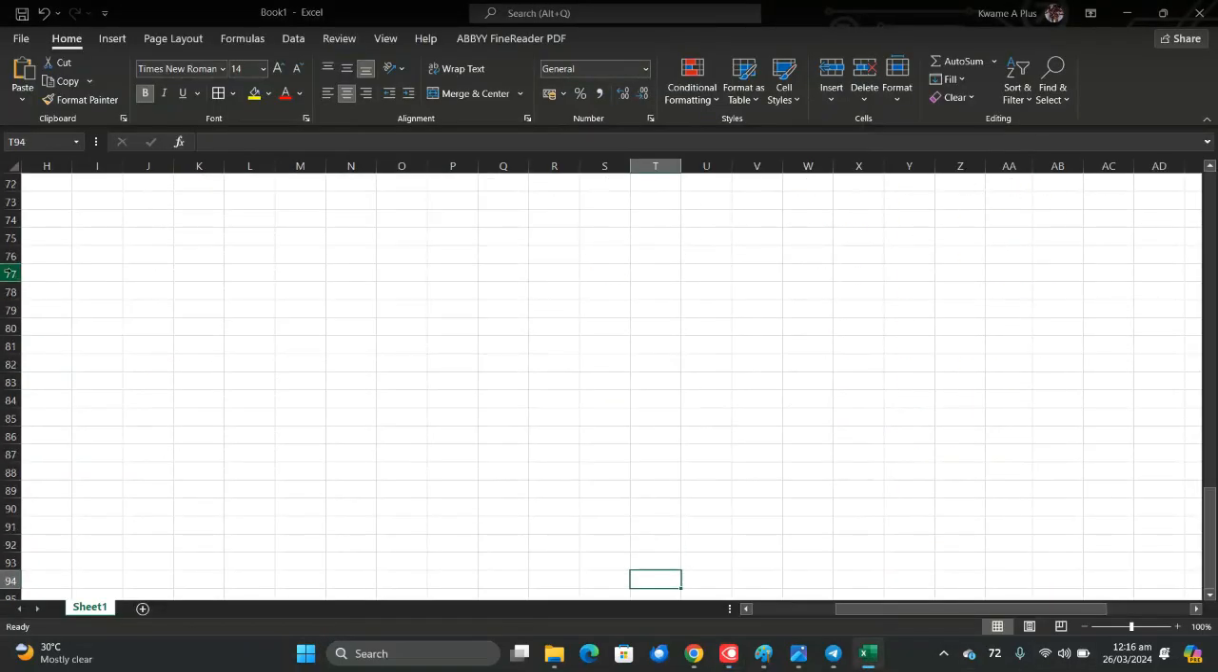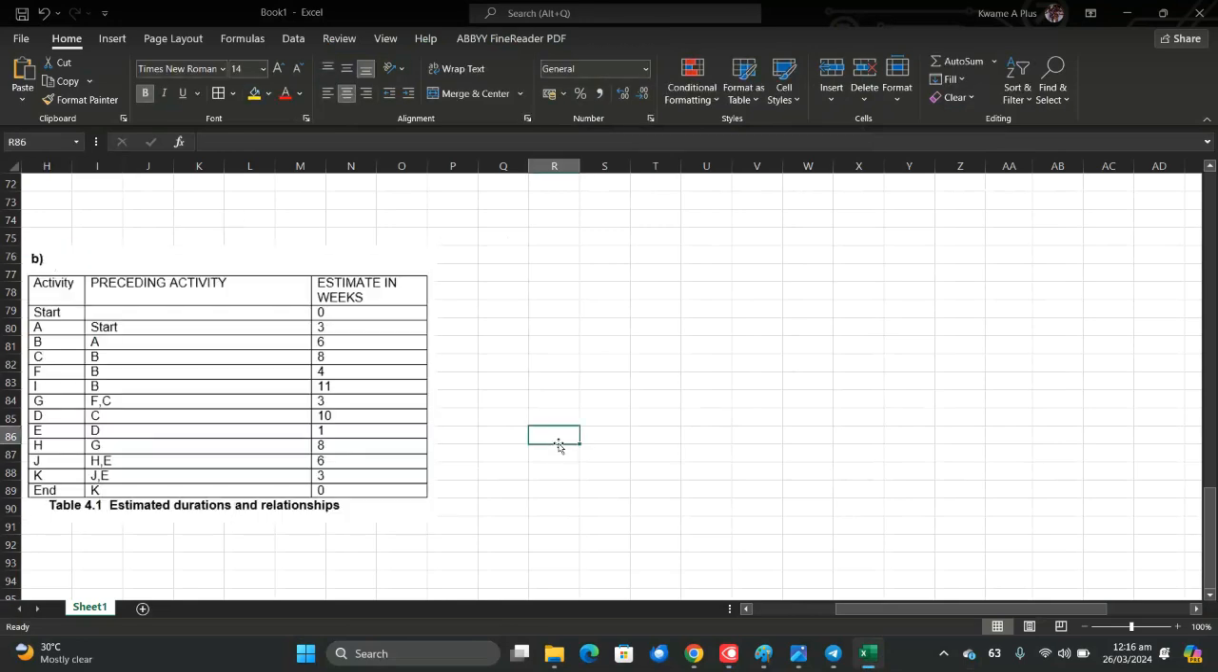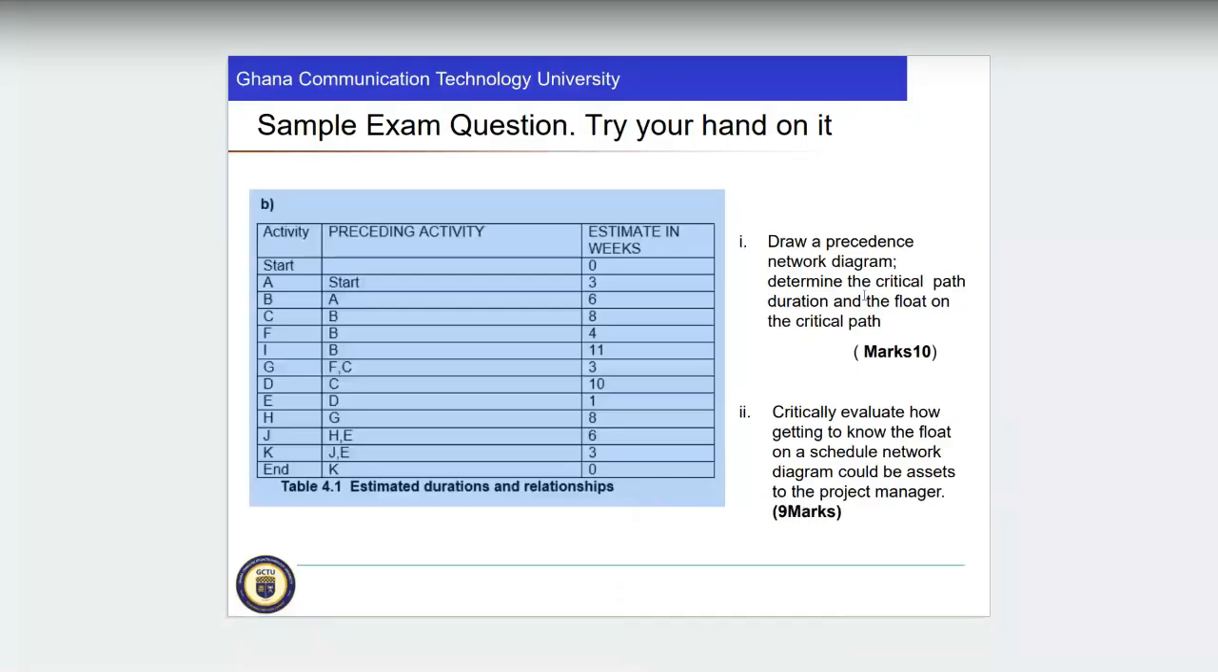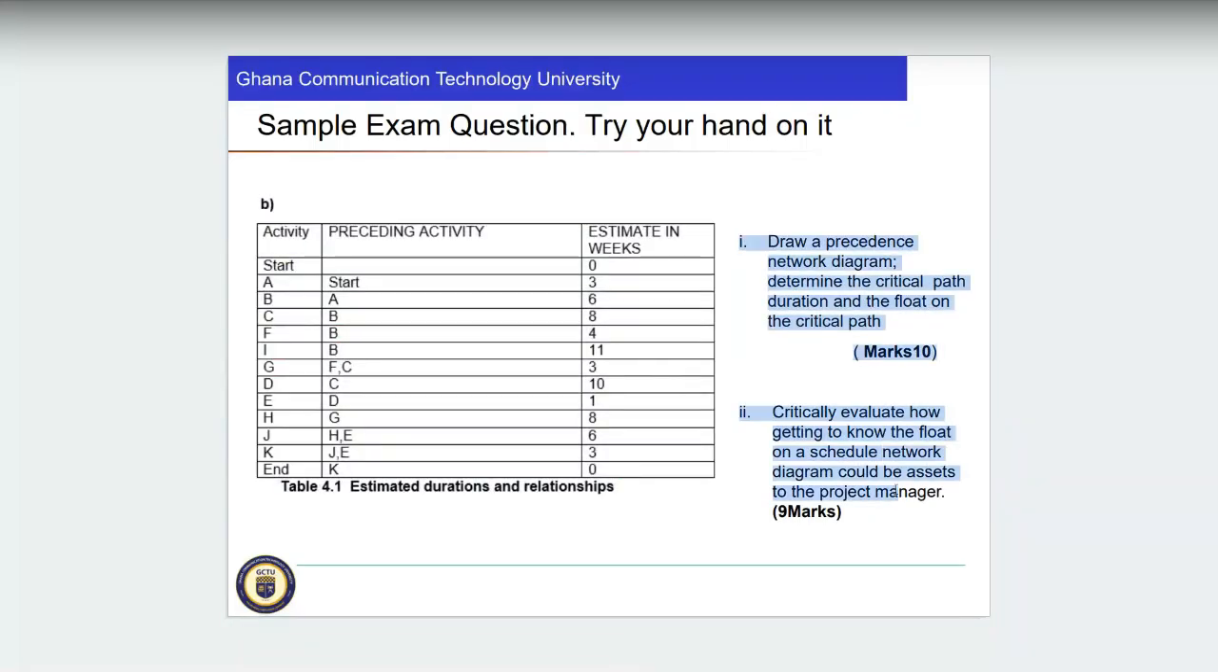Let's get down here. Okay, and then let me see whether we can get the other ones. This one can be just copied.